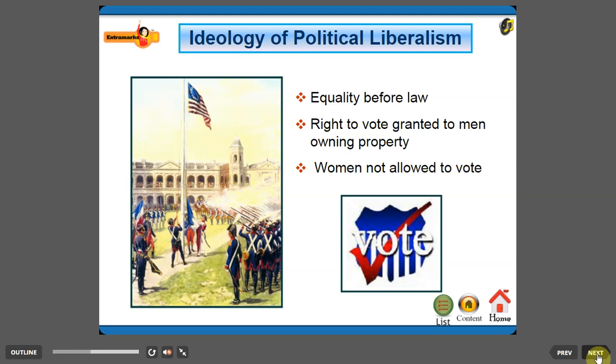Now, the ideology of political liberalism. According to this, they demanded every section's equality before the law, and the right to vote was granted to men owning property but not given to women.